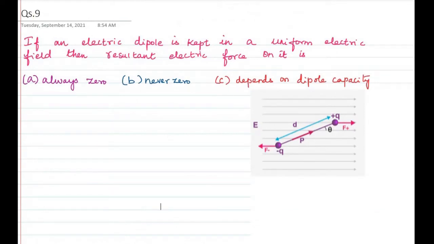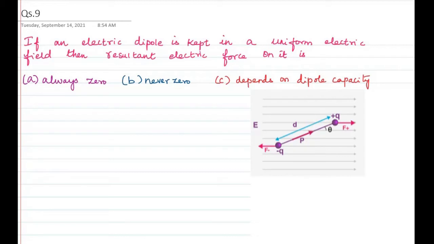Okay, next is, an electric dipole kept in a uniform electric field. If an electric dipole is kept in a uniform electric field, then the resultant electric force on it is always 0, never 0, or depends on the dipole capacity. So this is a dipole placed in a uniform electric field. In a uniform electric field, the strength will be uniform, and the force exerted by this positive charge will be along this direction, and the force exerted by the negative charge the opposite.